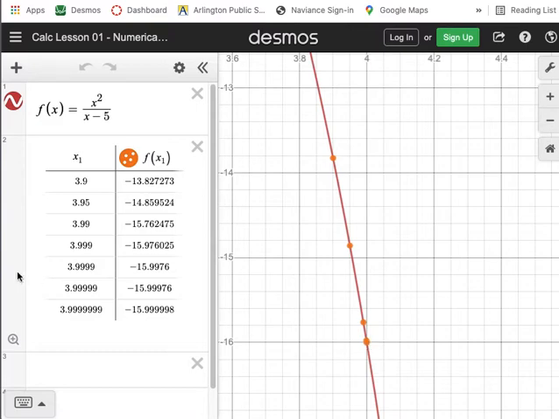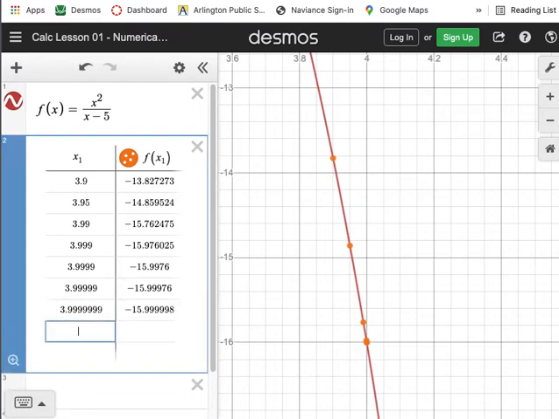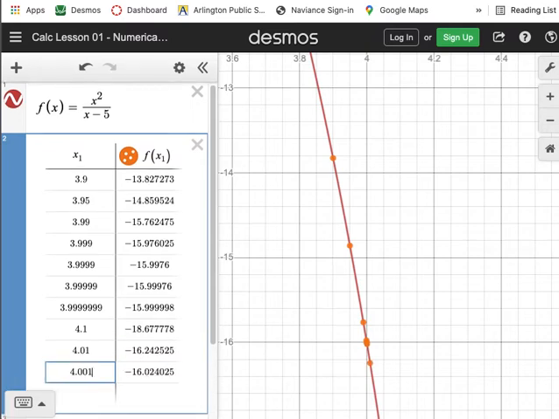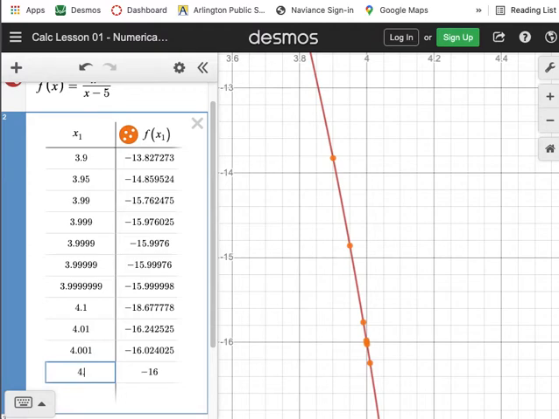Or we can make a table of values and see that as x gets closer and closer to 4, 3.9, 3.95, 3.99, we see our x values getting closer to 4, and we can see these y values getting very, very close to negative 16. But importantly, we have to make sure that it is happening on both sides. So I have to make sure that when x is getting close to 4 from above, so 4.1, 4.01, 4.001, we see here that the y value is getting closer and closer to negative 16 there too. And so that's how we can estimate what the value of a limit is.